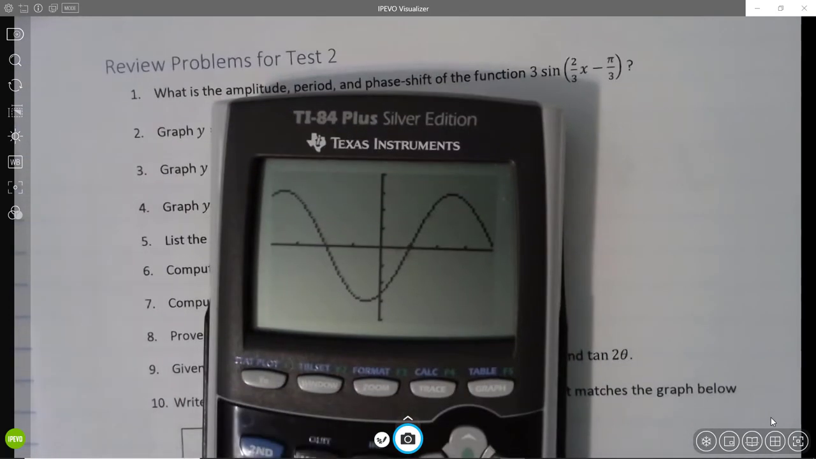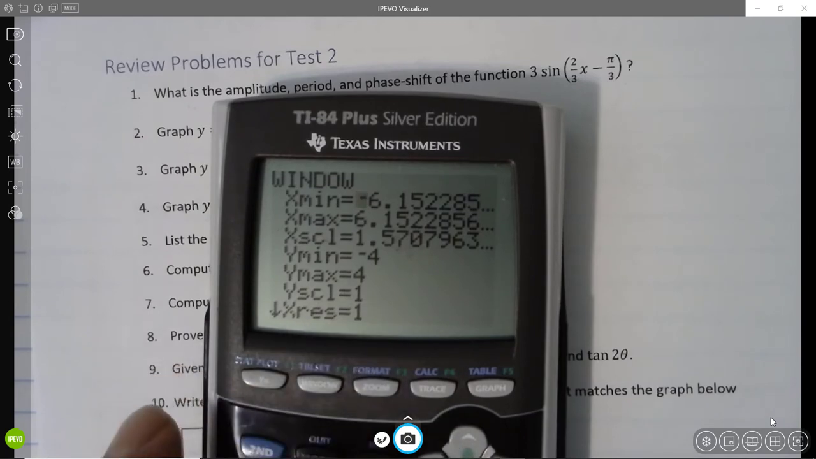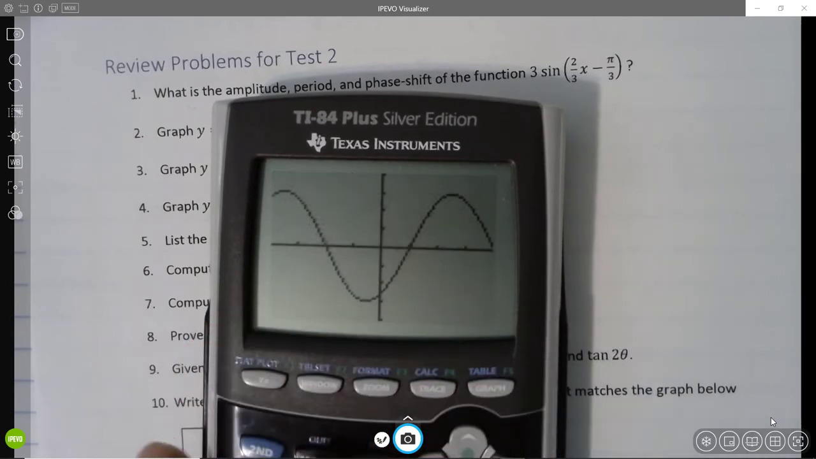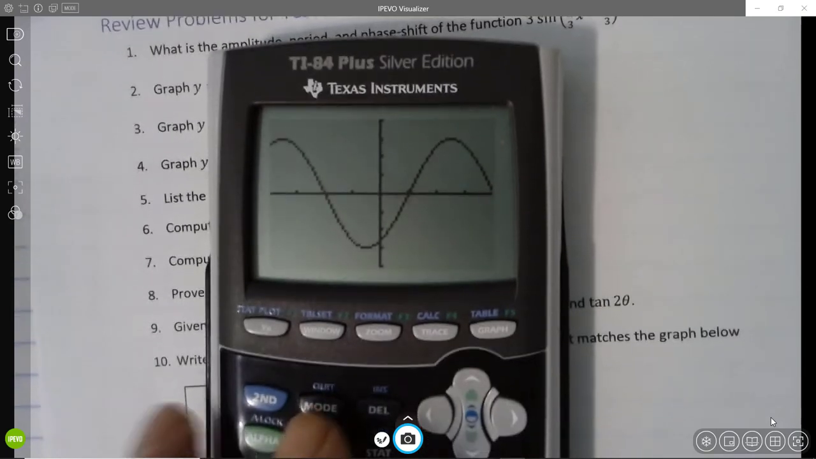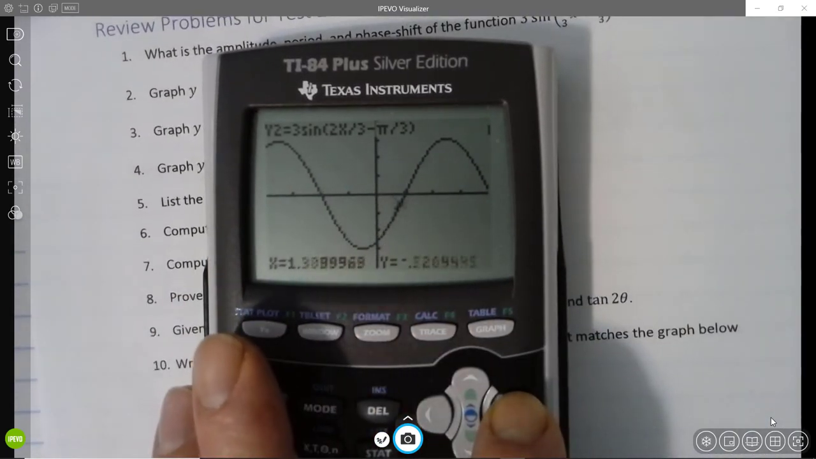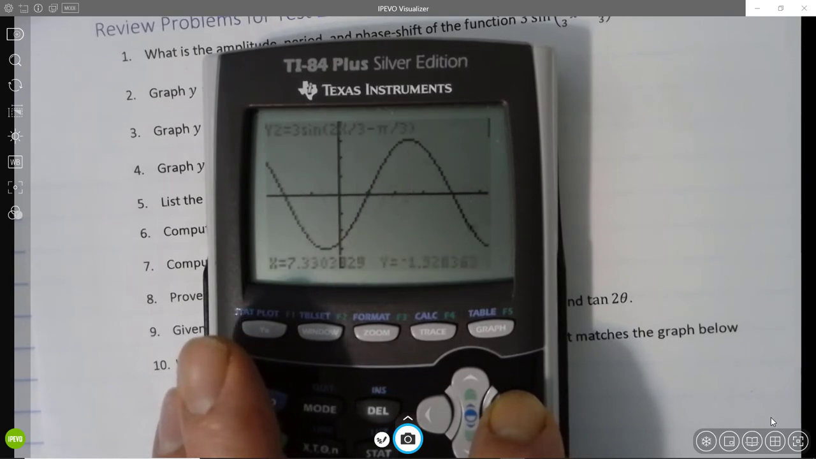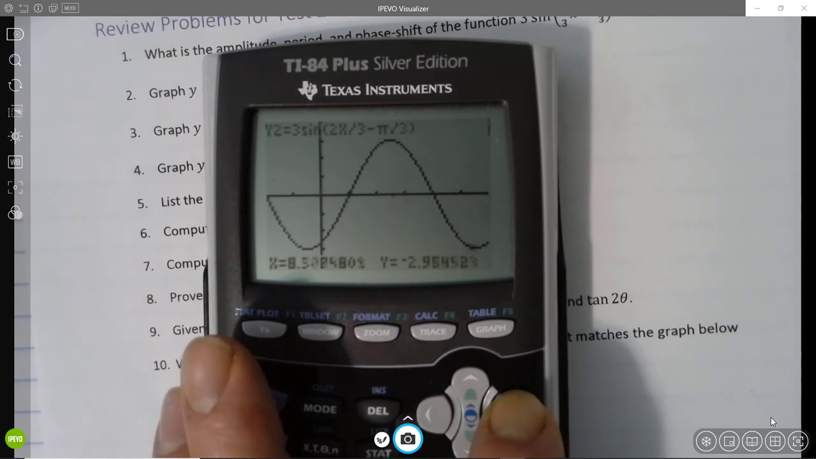By the way, if we wanted to see that in a little different window, a couple of options. We could go to the window here and just change it. Or another thing you can do, if you want to get it to scroll, is to press on the trace key and just keep tracing the function until you see more of it, and it will scroll the window so that you can see that. So I'd like to see that next. I'd like to see 3 intercepts is what I'd like.